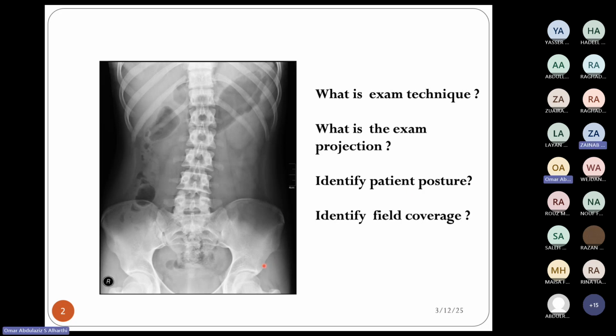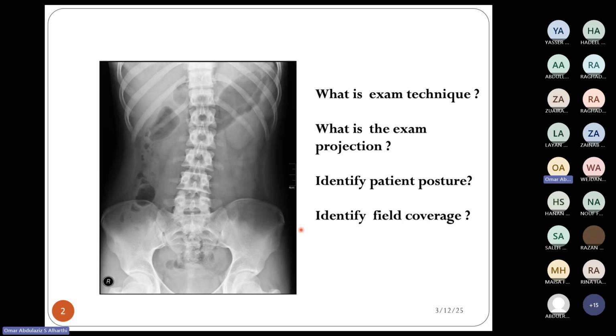How do you know it's supine? Usually it would be written here that it is supine, but here it's not written, so how did we know it's supine? The spine of the vertebra. The gas is located above, and there are no air fluid levels, especially in the stomach. The abdominal gas or the bowel gas is evenly distributed.